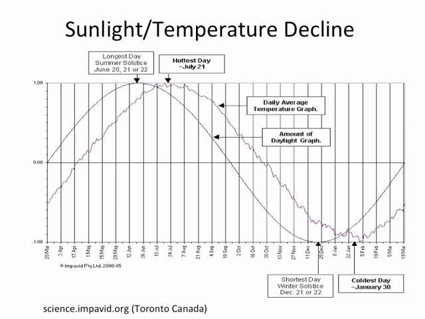So this graph, I don't know if you noticed down at the bottom, shows sunlight and temperature decline in Toronto, Canada. The solid line is the amount of daylight, and the squiggly line is the temperature. And you'll notice there's kind of a delay in temperature from the amount of daylight, which is kind of cool.